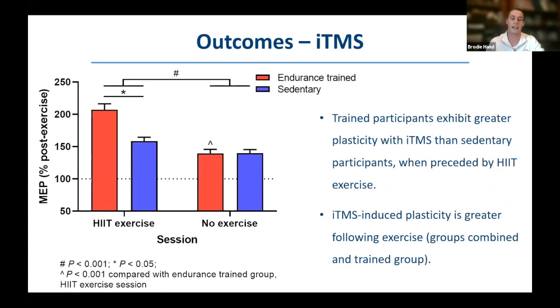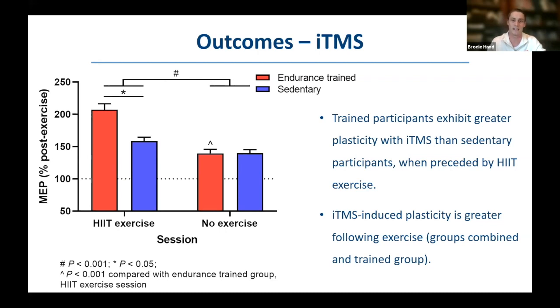Now we move on to looking at the effect of ITMS on corticospinal excitability when preceded by either HIIT exercise, as is displayed on the left of this graph, or the no exercise control, as is displayed on the right-hand side of this graph. Data are pooled across 5 and 30-minute post-ITMS time points and are normalized to the post-exercise or pre-ITMS time point. The primary and novel finding of this study is in line with the hypothesis and is shown on the left-hand side of this figure.